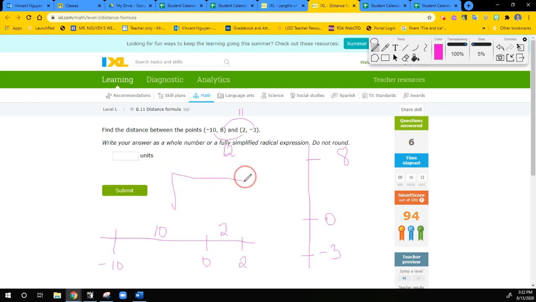So what you're going to do is you're going to put this in here. So you have to square this. Oh, my dog is barking. Sorry.